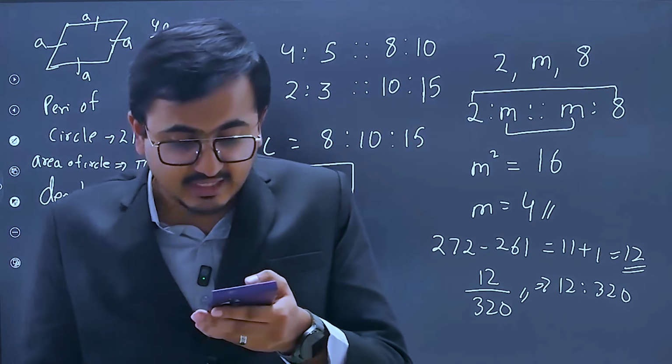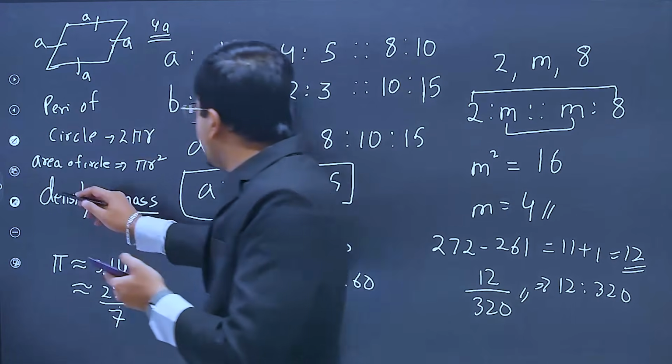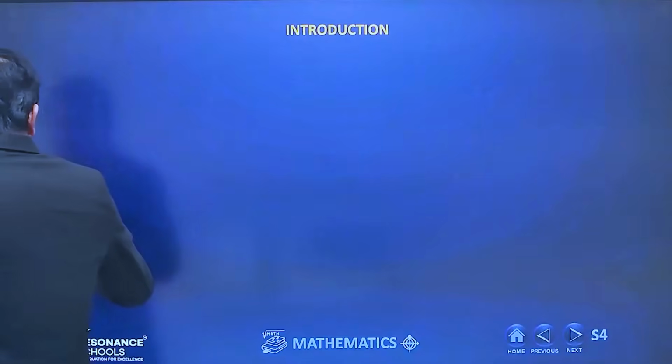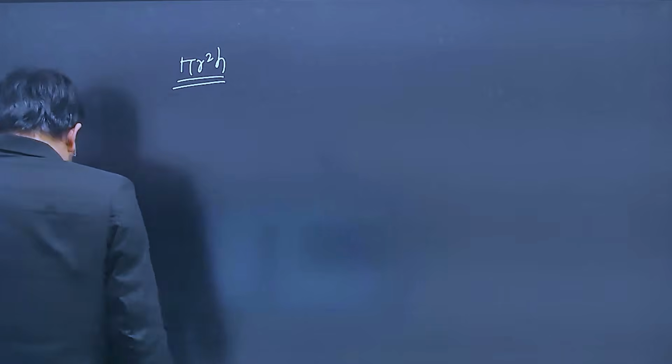So find the volume of cylinder. Cylinder volume is pi r square h, okay, pi r square h. Pi r square h, okay, that would be the volume.